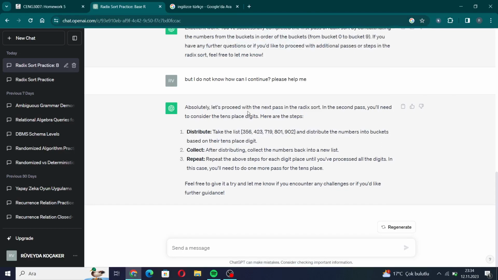ChatGPT answered: Absolutely. Let's proceed with the next pass in the Radix Sort. In the second pass, you'll need to consider the tens place digit. Distribute the numbers into buckets based on their tens digit. After distributing, collect the numbers back into a new list, and repeat the above steps for each digit.